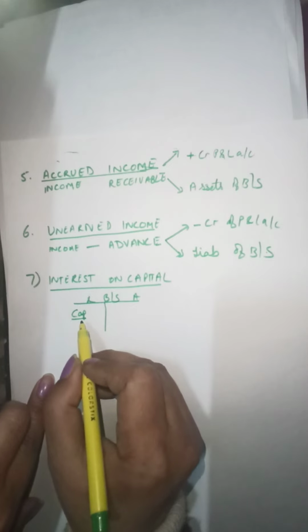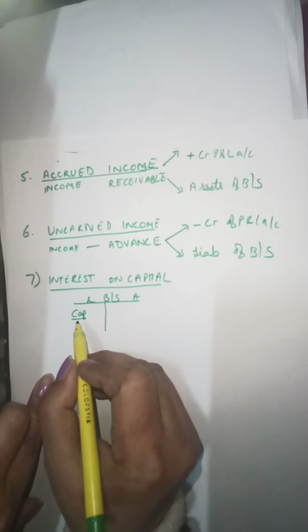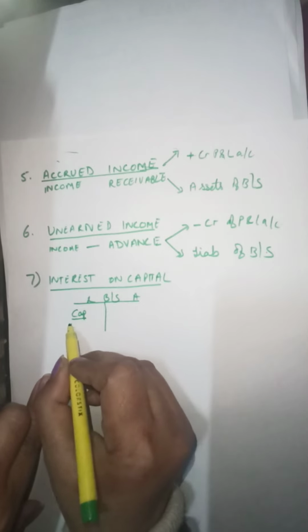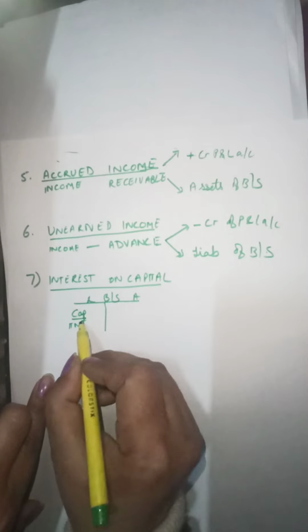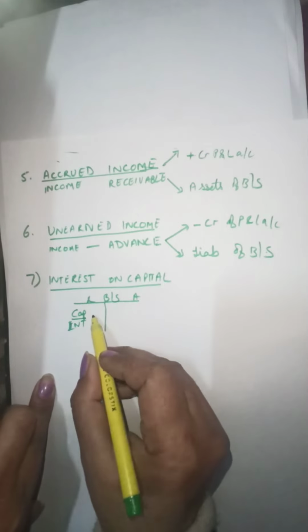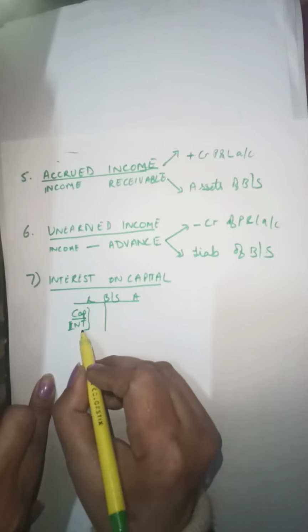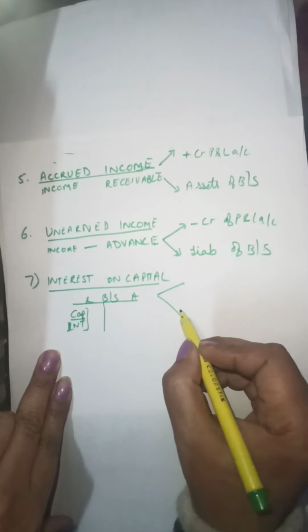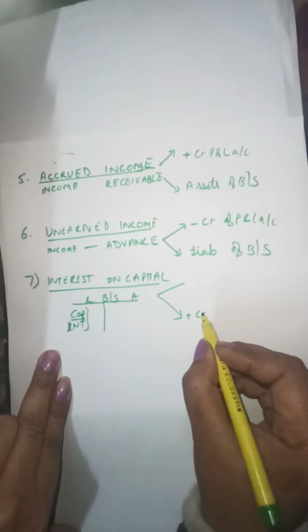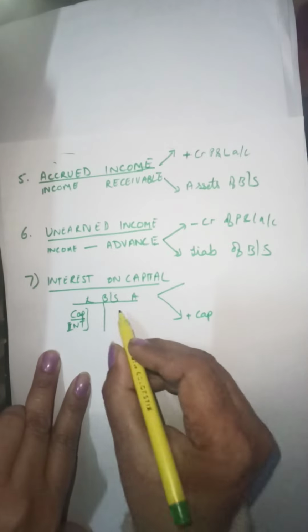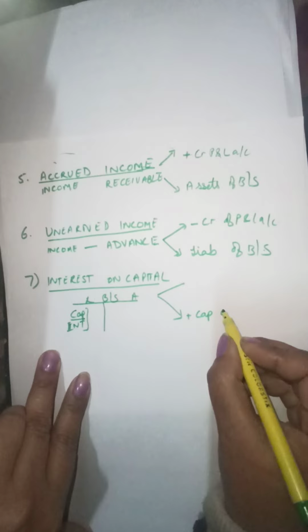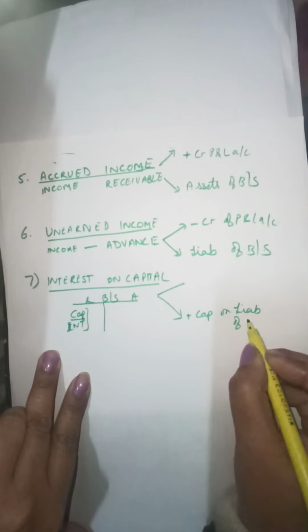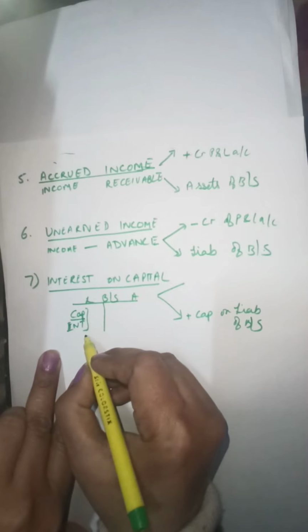So on this capital that has been advanced, because we have borrowed, every borrowed capital has a figure of interest on it. So this interest that accompanies this capital will be added to the amount of capital. So the two effects of interest on capital: first, it is added to the capital. And where is the capital? On the liability side of the balance sheet. On the liability side of the balance sheet, it is added to the capital.